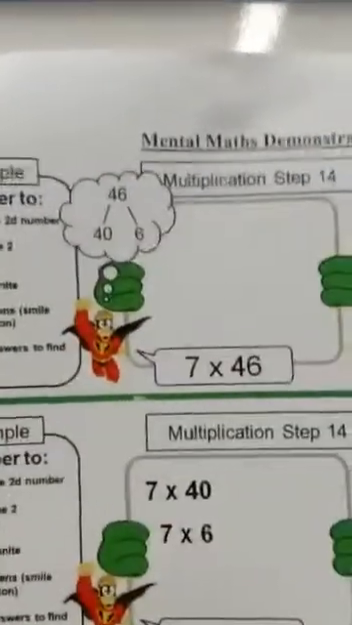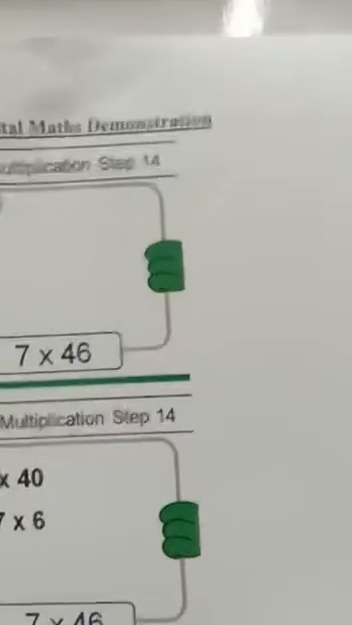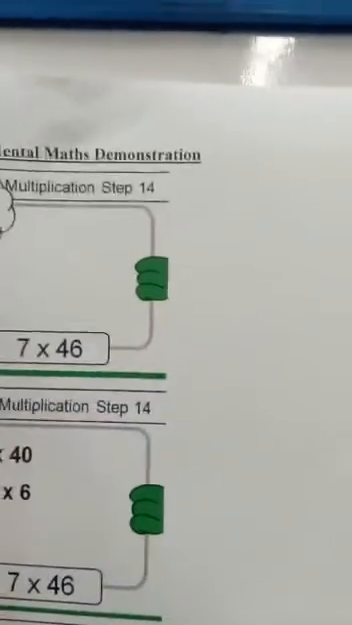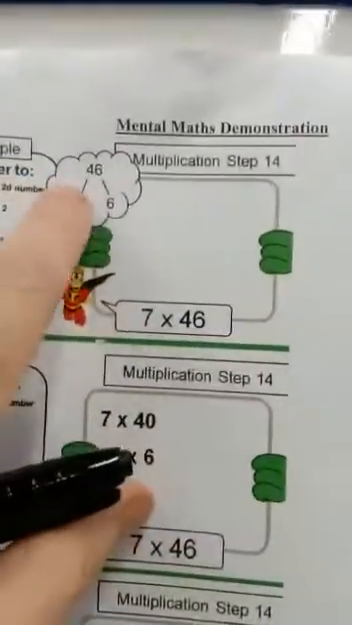The mental maths starter is: I can solve any-digit by two-digit multiplication. So there is an example, a demonstration: 7 times 46.